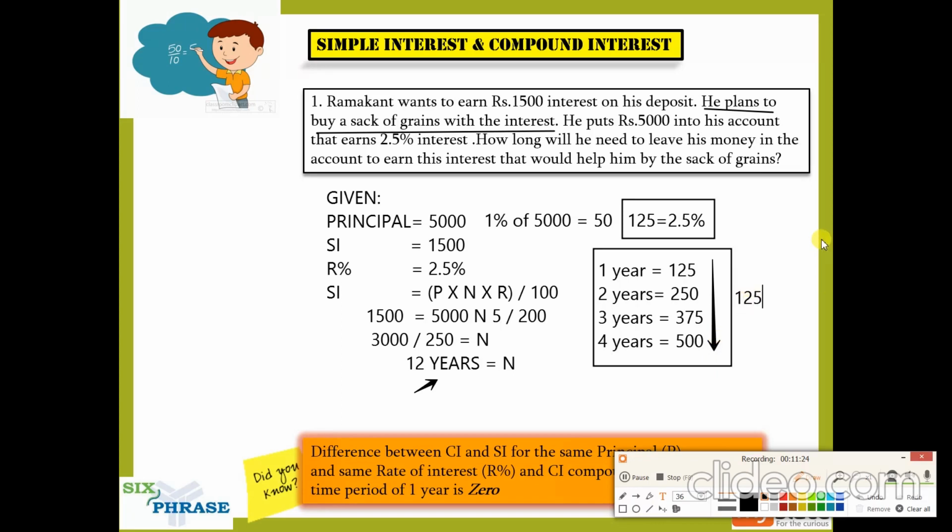Okay. So here it is 125, which is the interest, and if you go like this, for 500 rupees they take 4 years. So 1500 rupees, which is the interest, they'll take how many years? They'll take 12 years. Yes. So you can also go about it this way. So I've given you two methods. Choose whatever is comfortable and easy for you.